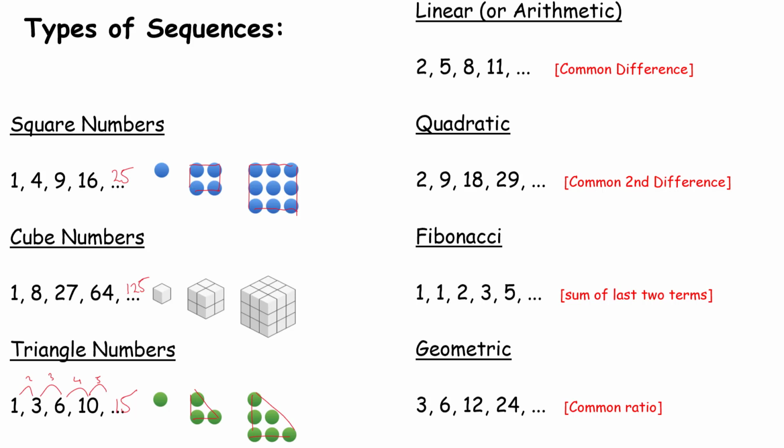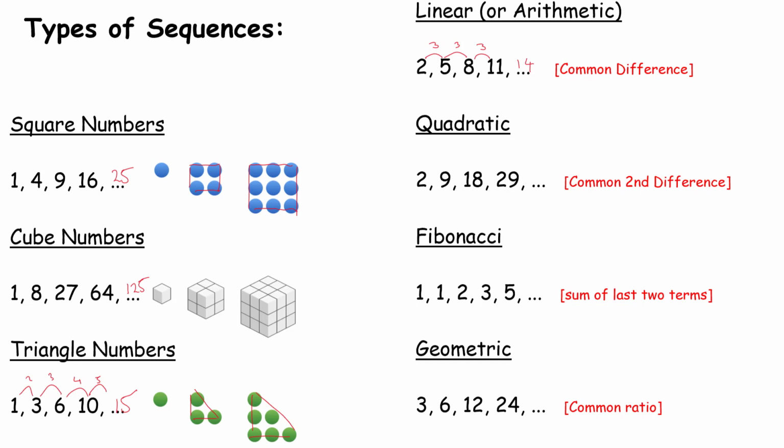Now, as well as those kind of number property sequences, we need to know about linear, quadratic, Fibonacci, and geometric sequences. Linear sequences have what we call a common difference. If you look at the distance between 2 and 5, they are 3 numbers away from each other. 8 take away 5 is 3, 11 take away 8 is 3. So all these have got a common difference of 3, so we can get the next one by adding 3 onto the previous one. 11 plus 3, the next one is going to be 14 and so on.